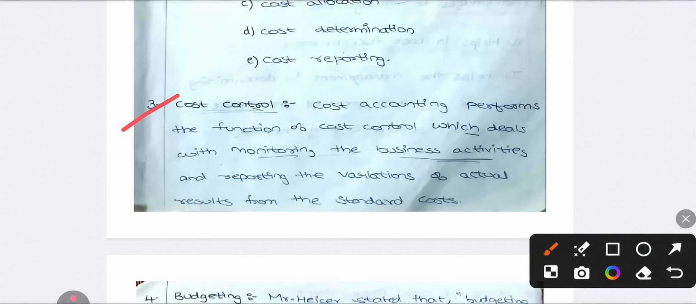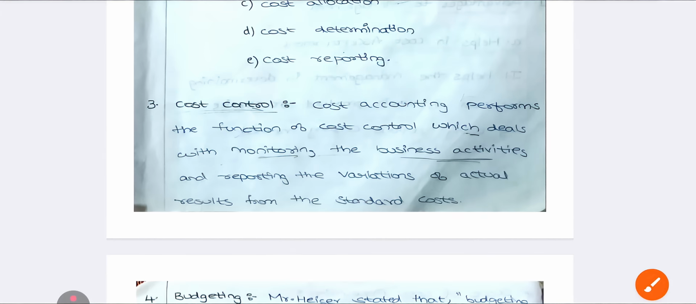Means when you know the actual expenses, from where you are getting them, then you will control it. If we know that a lot of expenses are coming from here, that we are spending more here, then we will not spend that much money on that thing. So when you know the expenses, you will control your expenses, you will control your cost. That is called cost control.